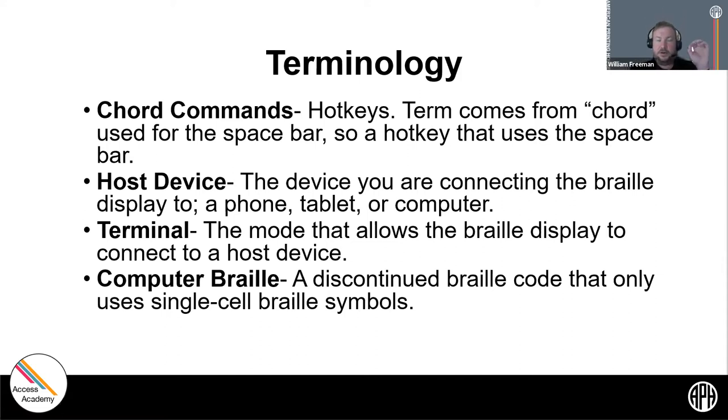And then another term you might hear, and some of you may be familiar with this, but it's used slightly differently when you're talking about Braille displays. So you'll hear the term computer Braille. And computer Braille is a discontinued, I know, it's a shame, Braille code that only uses single cell Braille symbols. So every symbol that you can make in computer Braille is just one cell. There's no two cell symbols. And that makes it useful for Braille displays when you need something very precise, like a password or a web address, things like that. It's used less and less now, but there are still Braille displays that require computer Braille in some situations.